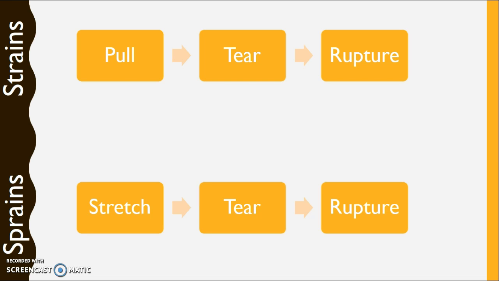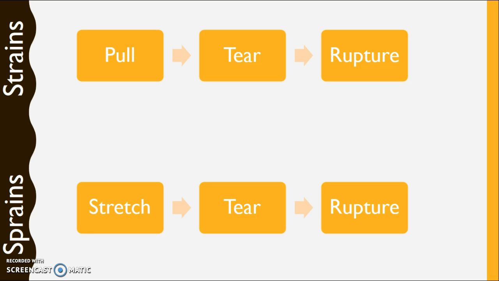So next we have sprains, and this is an injury to a ligament. This may be a stretch or a tear or a rupture to the ligament, and it is caused when the joint is forced beyond the range of movement. Again, like a strain, there are three different types of grades.